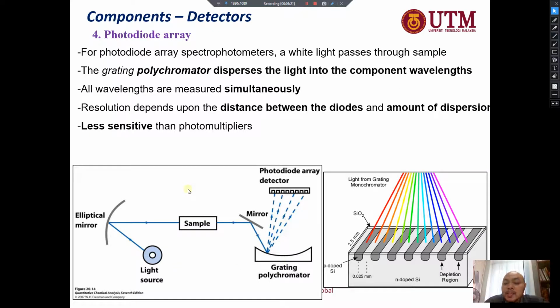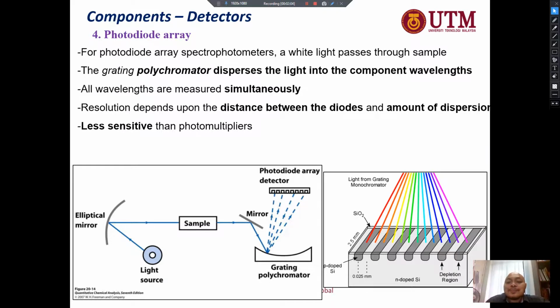But of course, the sensitivity of the photodiode array is less compared to the photomultiplier. At one time the photodiode array detector was much less sensitive than the phototube detector, which is our detector number 2. But nowadays they have improved the photodiode array, so it can be better than the phototube detector. So the concept is that the photodiode array can analyze multiple wavelengths simultaneously, but the disadvantage is that it is less sensitive than the photomultiplier.